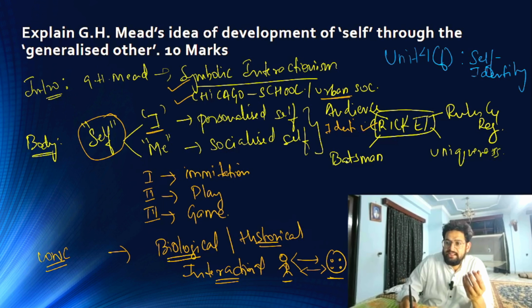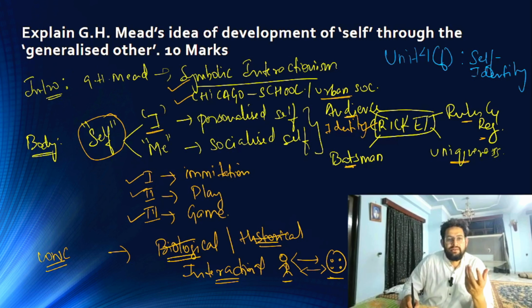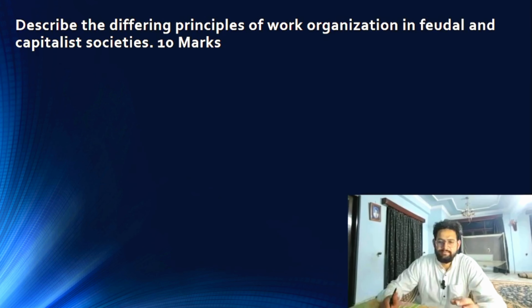So their identity is as a batsman, having their own uniqueness, learning from the rules and regulations, and playing the game how it needs to be played at the ground level. So different stages are there: birth stage, play stage, game stage are there. It's not a biological phenomenon, it's not a historical one, it's a sociological phenomenon produced due to interaction. So this is your question number 2. Let's go to the next question.